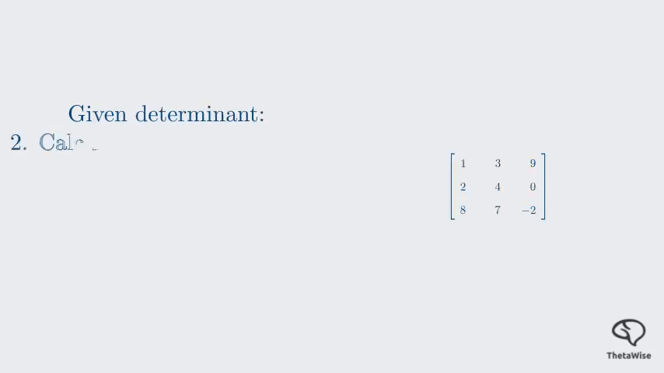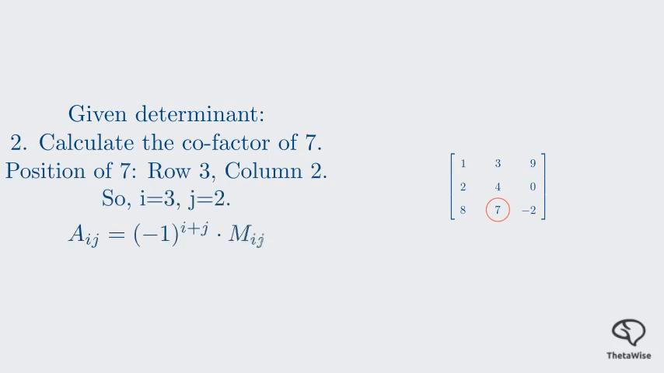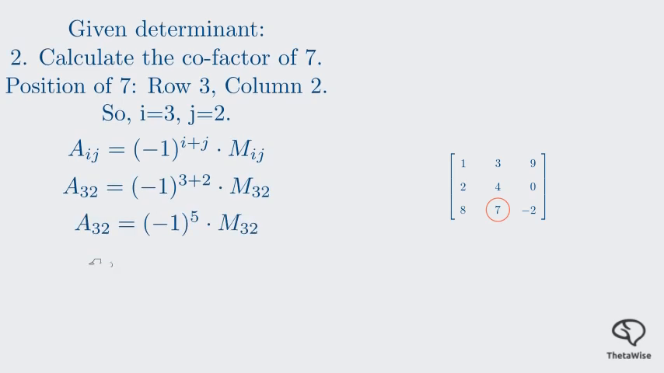Let's move on to the second part of the example and find another cofactor. This time, we will find the cofactor for the element 7. The element 7 is located in the third row, second column. So, i is 3 and j is 2. Its position is 3, 2. Using the cofactor formula, A sub 3, 2 equals -1 to the 3 plus 2 power times M sub 3, 2. The exponent, 3 plus 2, is 5, which is an odd number. -1 to the power of 5 is -1, so the sign will be negative.